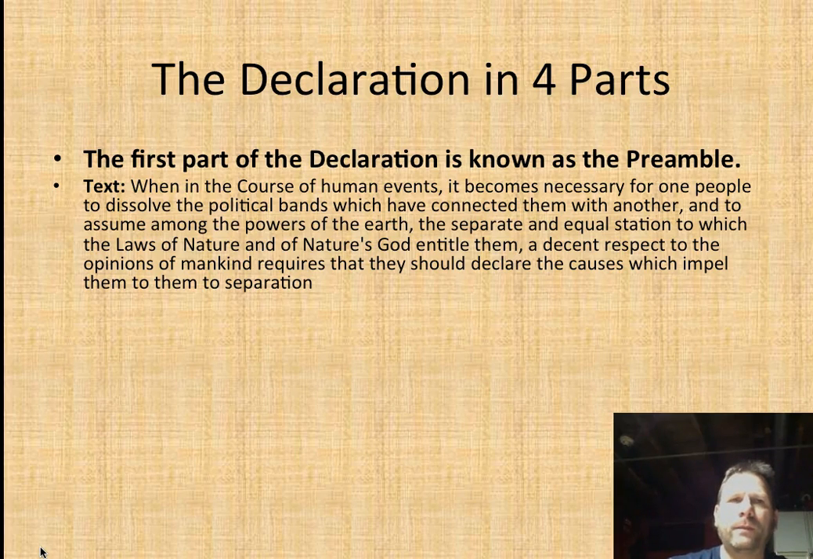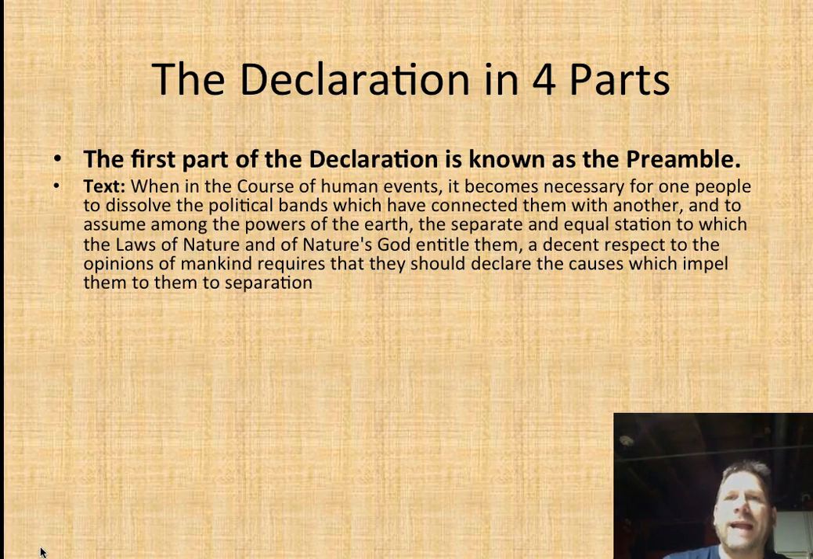The text of the preamble says, when in the course of human events, it becomes necessary for the colonists, for one people, to dissolve or break away the political bands which have connected them with one another. Let's talk about the colonies and England and breaking apart those bands that have connected them together. And to assume among the powers of the earth the separate and equal station. No longer are the colonies going to be subservient or lesser than or be like the child of England. The colonists are considering themselves equal with England now, to which the laws of nature and nature's God entitle them.